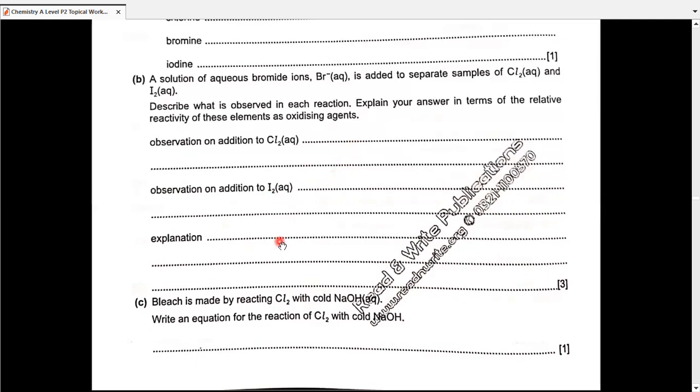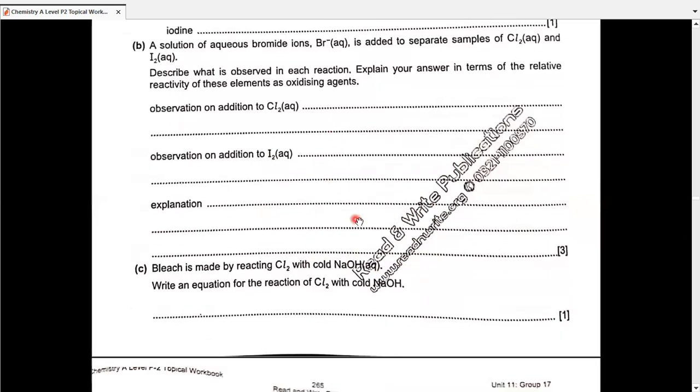ठीक है? And you've already told me the explanatory part for it, that chlorine is a stronger oxidizing agent, so it would be capable of displacing it, but iodine is a weaker one, so it won't displace. दोनों लिखिएगा, आपने दोनों लिखने हैं, ठीक है? So consider it as 4 points: one for observation in chlorine, one for observation in iodine, and explanation, one for chlorine and one for iodine. That's all for 4 points, 3 marks.